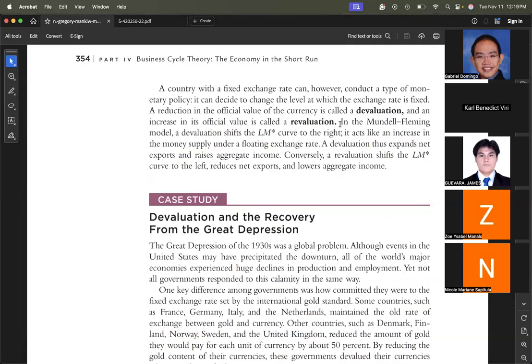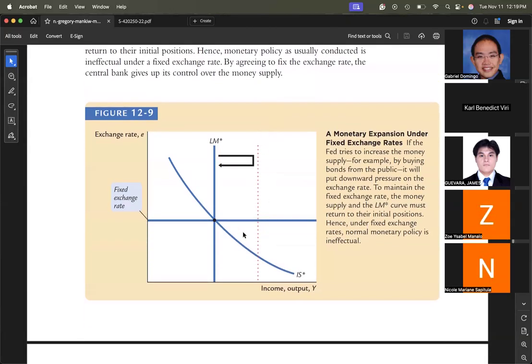Okay. In the Mundell-Fleming model, devaluation shifts the LM curve to the right. It acts like an increase in the money supply under a floating exchange rate. Devaluation thus expands net exports and raises aggregate income, right? So you can imagine doing that here. If the fixed exchange rate goes down, then it must be the case that the LM curve has to shift to the right, to again equilibrate the IS and the LM curve under a lower fixed exchange rate value. Okay.